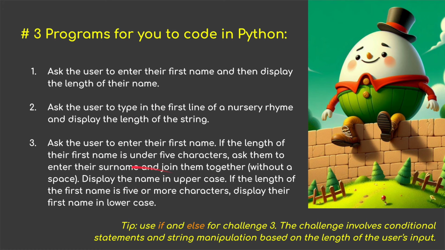Okay, and I've put a little tip, because task 3 seems quite long-winded, quite complicated. Tip, use if and else. It's basically one or the other. It's a decision here, one or the other. So the challenge involves conditional statements and string manipulation based on the length of the user's input. Okay, so we're going to be using len in there, but we're going to be using if and else for one or the other. Okay, so have a go, see how you get on.